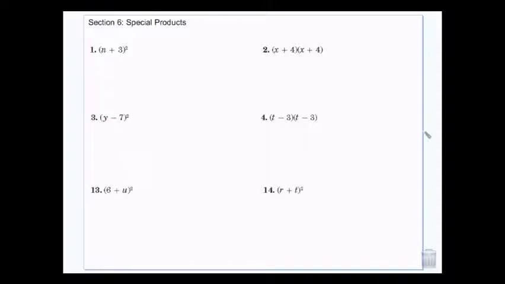To have these special products, they always follow a pattern. And the patterns are this. If I have some product and I square it, it's the first one squared plus 2 times the first one times the second one plus the second one squared. And if I have a minus, it's the first one squared minus 2 times the first times the second plus the second one squared.